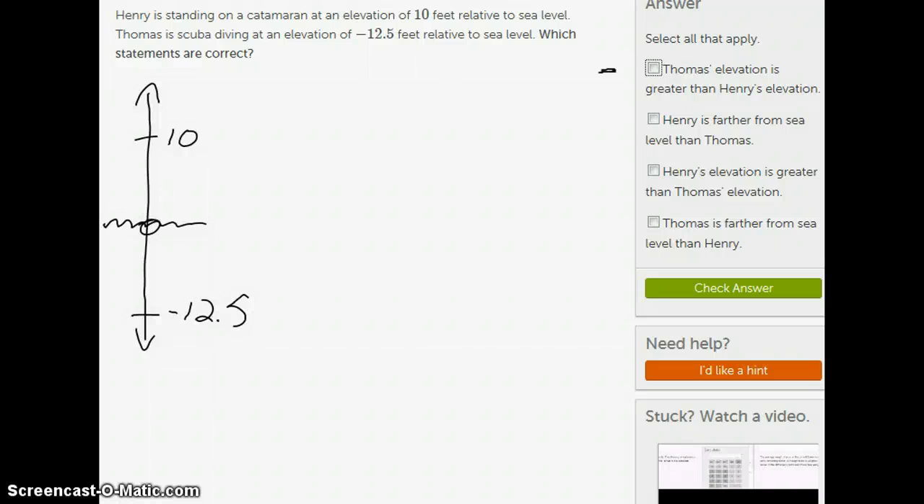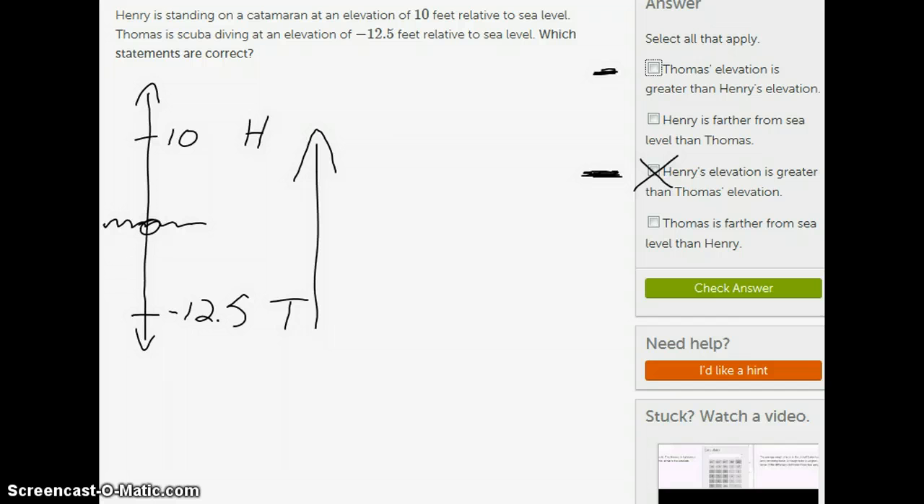Thomas's elevation is this one, and Henry's elevation is that one. So one of those two is going to be correct. Thomas's elevation is down here. There's Thomas, at a negative 12.5. And Henry's the one standing up on the catamaran, and that is here. So Henry has the higher elevation, because think of it, as you go up, is higher.